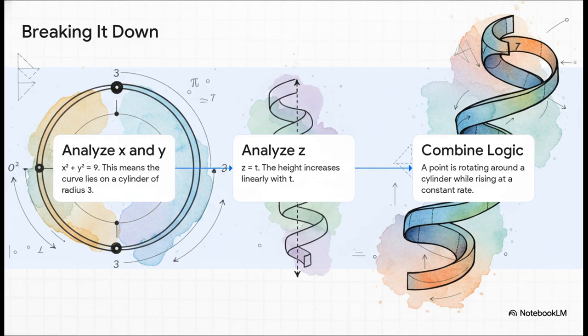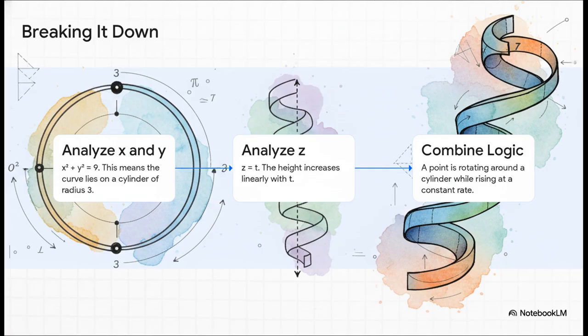Now, whenever you see cosine and sine paired up like this, there's a famous trick. Square them and add them together. Because of the Pythagorean identity, cos squared plus sine squared equals 1, we get x squared plus y squared equals 9. And that is the equation for a circle with a radius of 3. So we know our point is always rotating above that circle.